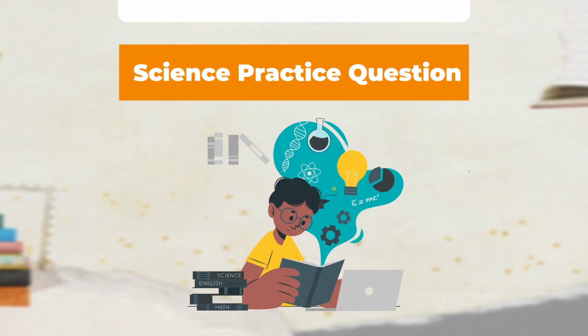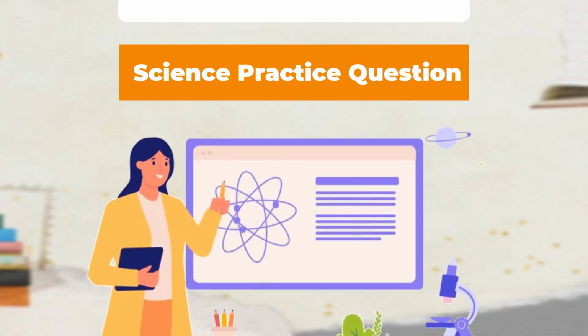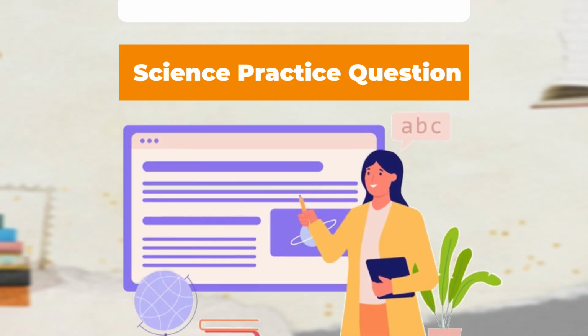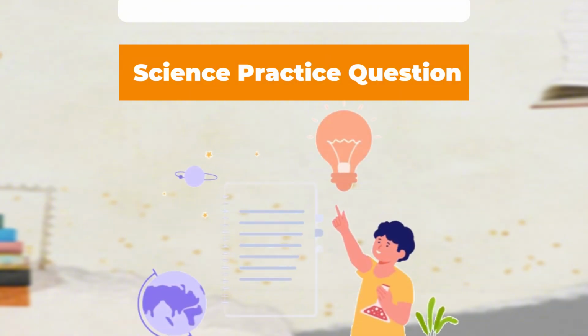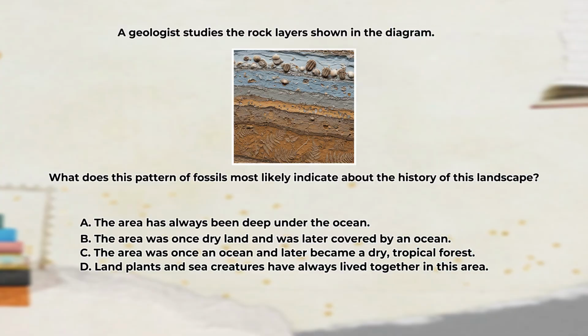Let's continue with the science test section. Some schools also include the MAP science test in 8th grade. Science questions cover life science, physical science, earth and space science, and scientific reasoning. For this video, I'll show one earth and space science practice question. This question asks what the fossil pattern tells us about the history of the landscape. Pause here and choose the best answer.